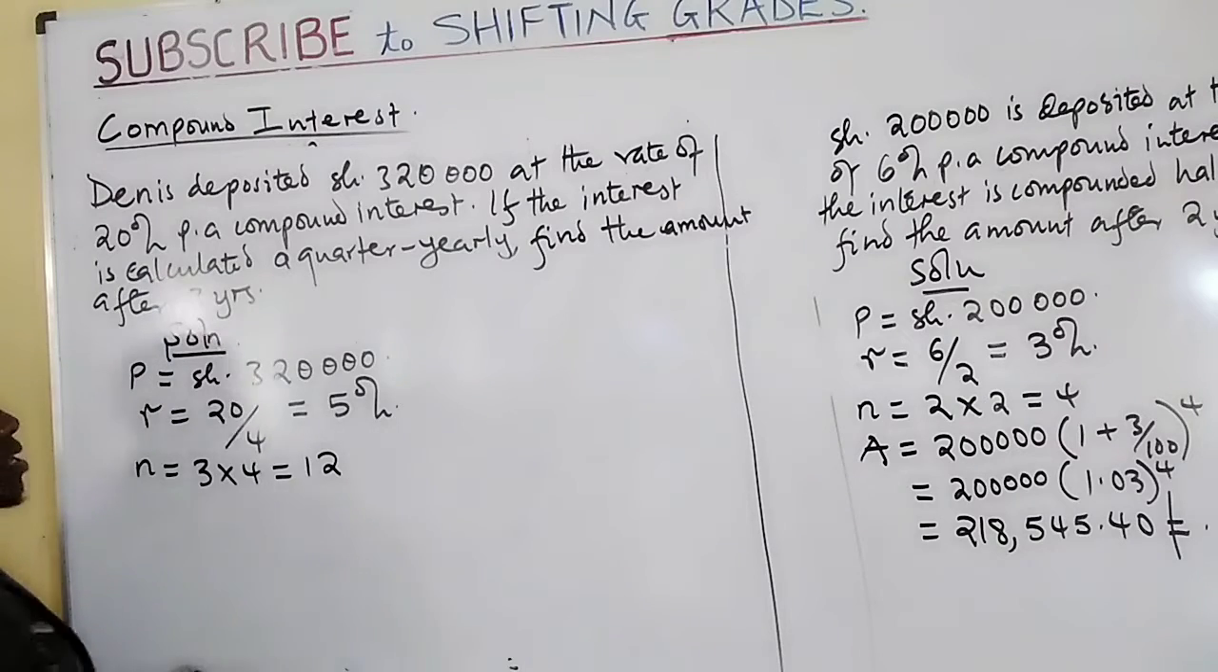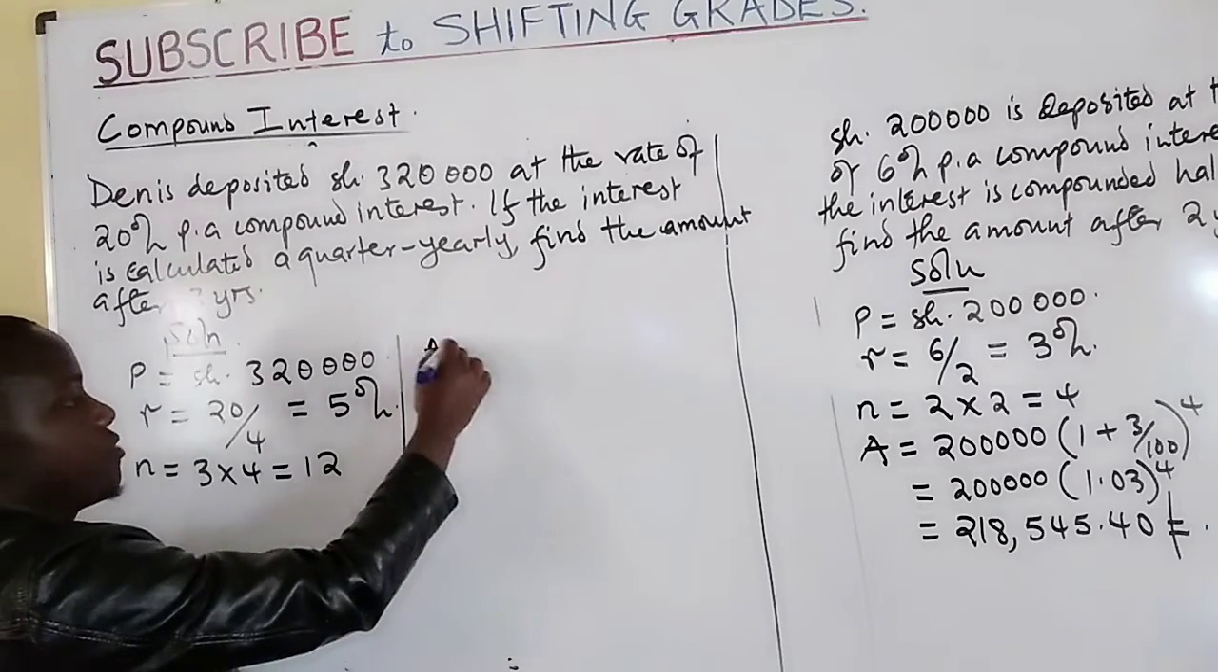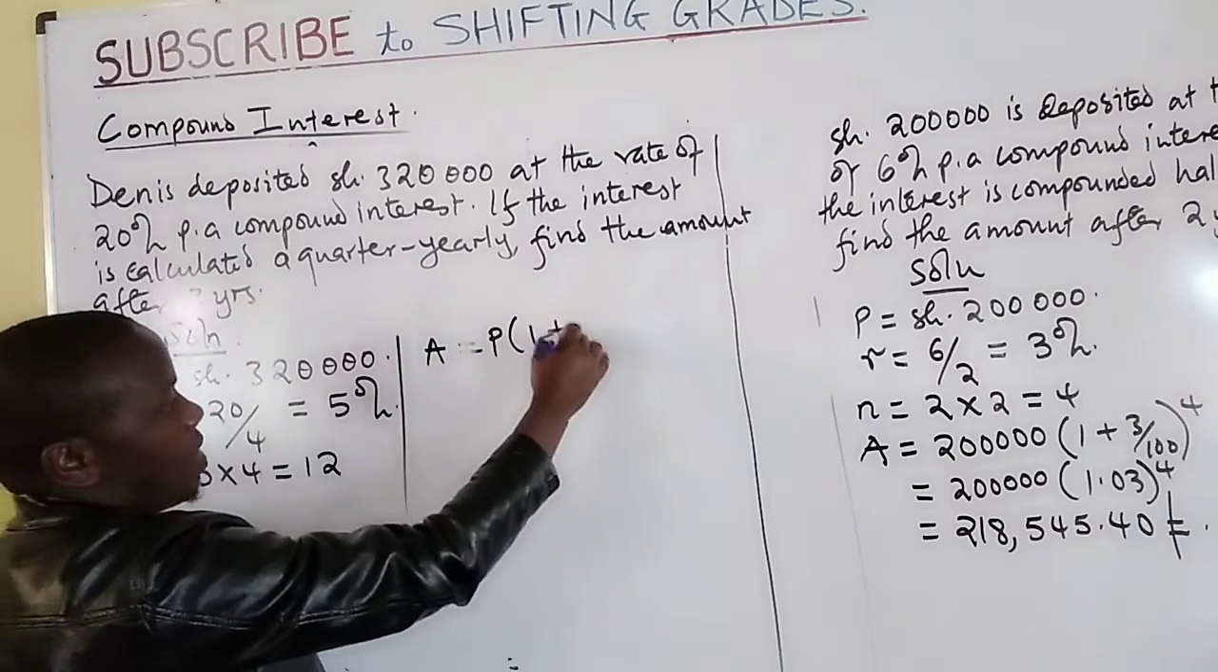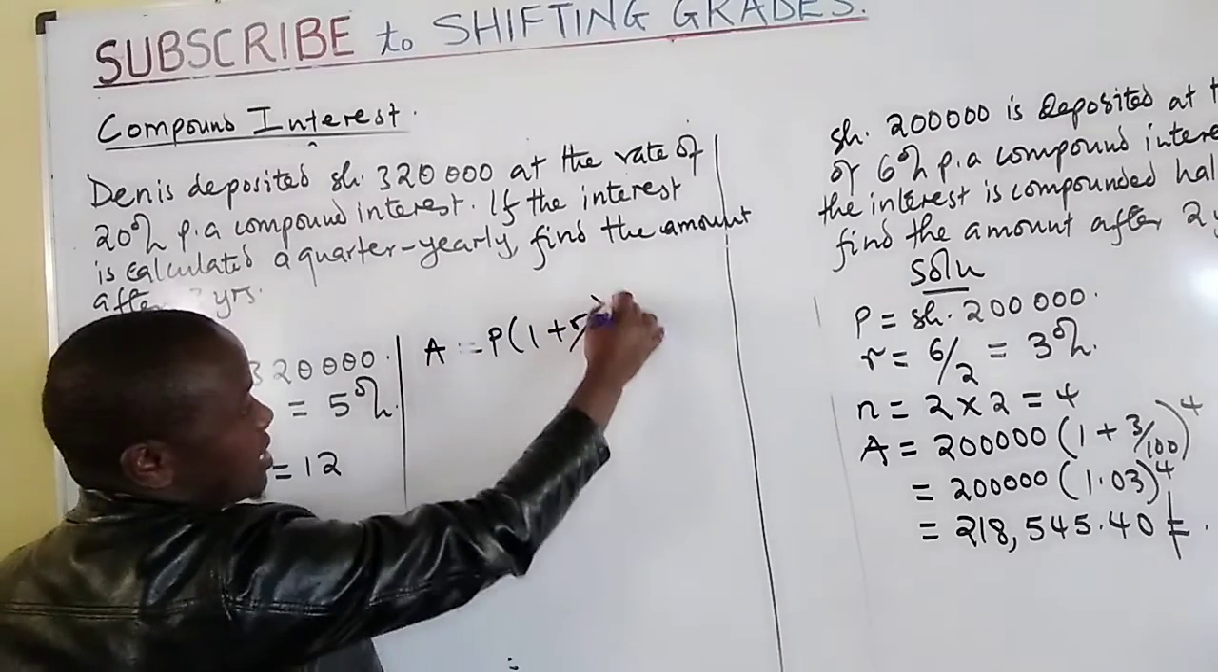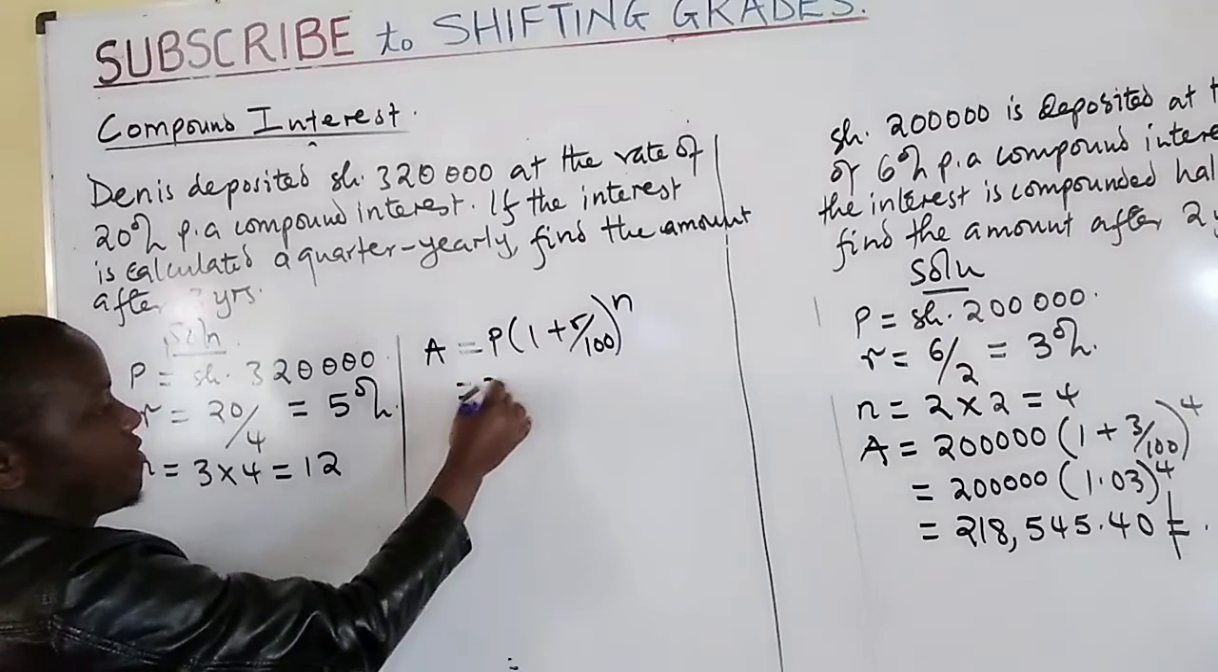Therefore now we can employ our formula. It says that the amount is given by the principal times 1 plus rate over 100, or percent, raised to n, meaning 320.